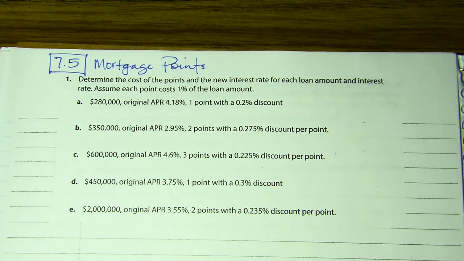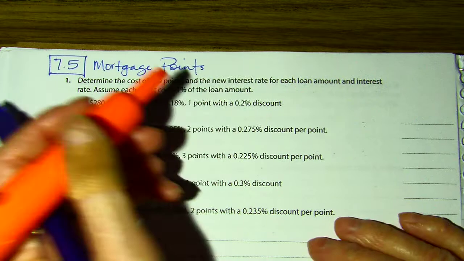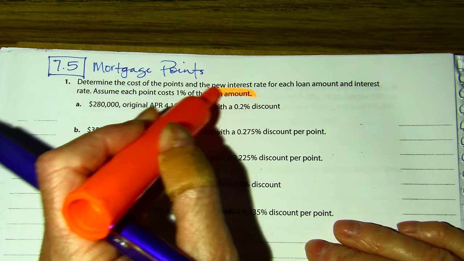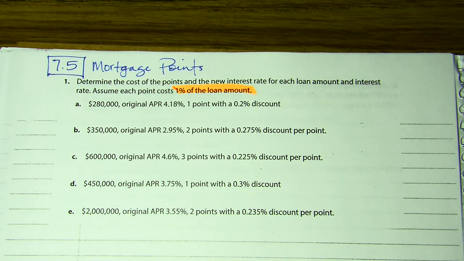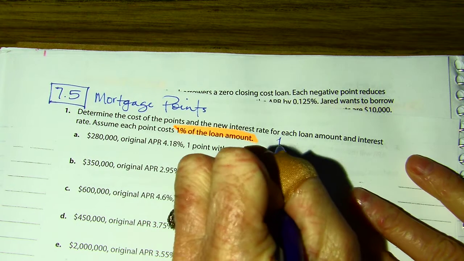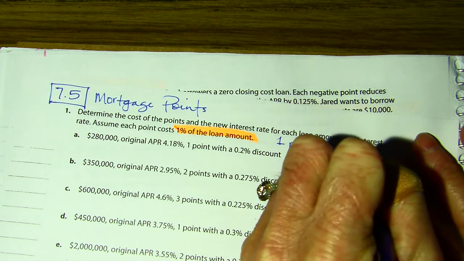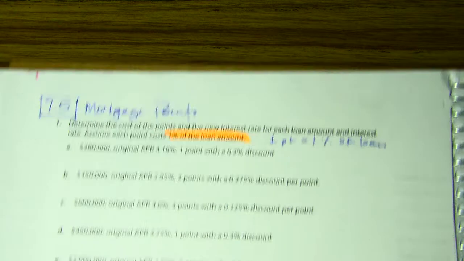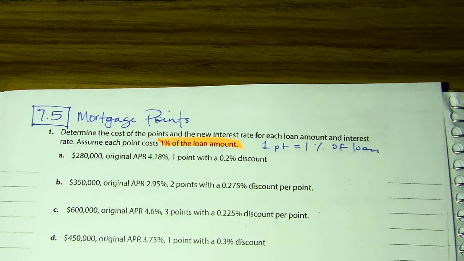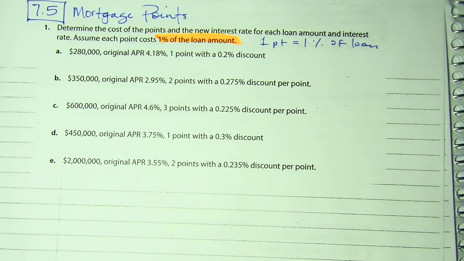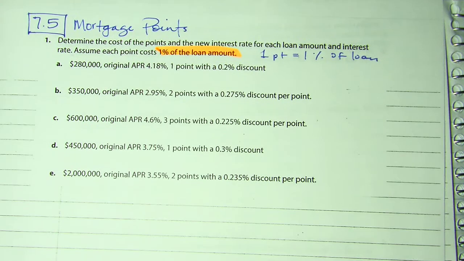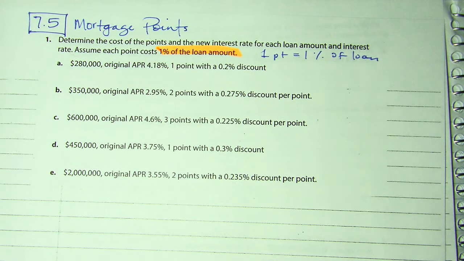So this section talks about mortgage points, which usually cost 1% of the loan. Every point you buy equals 1% of the loan, so there's 1 point per 1% of loan. We're going to determine the cost of the points and the new interest rate. Now, these are discount points, so it is going to lower our rate.